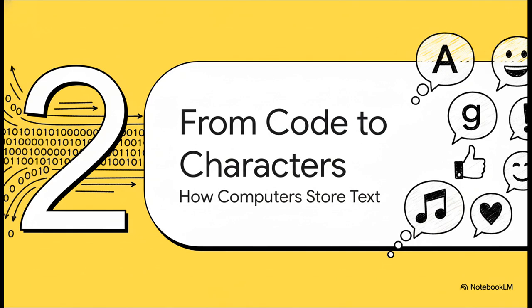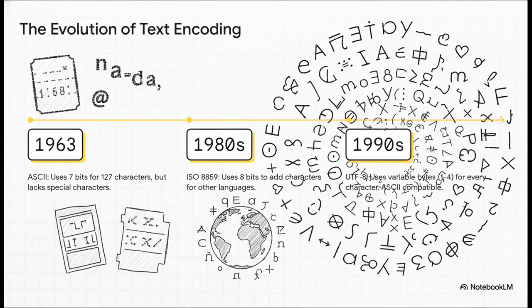Okay, so we've got a way to store and read numbers. Now let's build on that. Let's see how this foundation lets us represent all the text, characters, and emojis that we use every single day. This journey started way back in the 60s with ASCII, which was great if you only spoke English. Then came other standards that tried to add support for more languages, but it created absolute chaos.